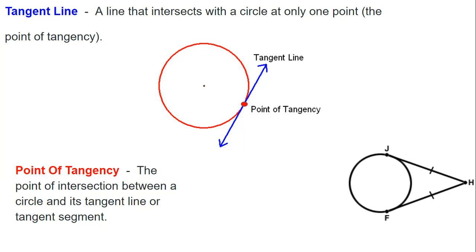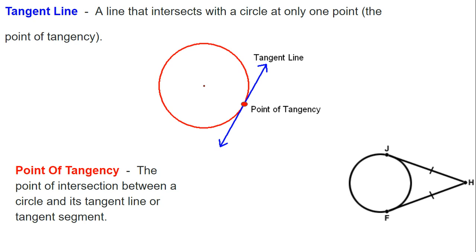So the point of tangency is the point of intersection between a circle and its tangent line or tangent segment. And a line or segment are the same thing. A line has those arrows. A segment has the dots at the end, like it kind of stops, if you want to think of it as two different things. So you can shorthand this if you want: the point of tangency is the point of intersection between the circle and the tangent line. That's fine, that's what it is. And it could look something different.